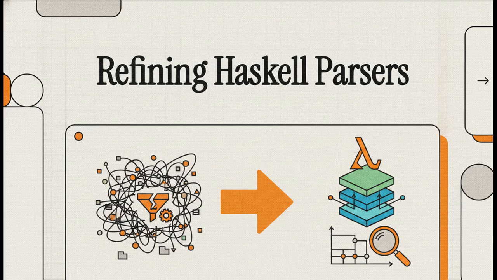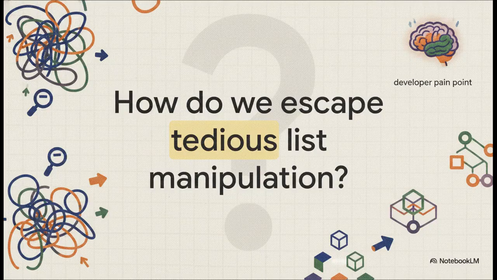If you've ever dealt with the absolute headache of working with flat data structures that just refuse to scale as your app grows, you are definitely going to relate to this. We're going to see how shifting from a chaotic, flat way of parsing data to a highly structured domain model completely transforms a codebase. So how do we escape tedious list manipulation?